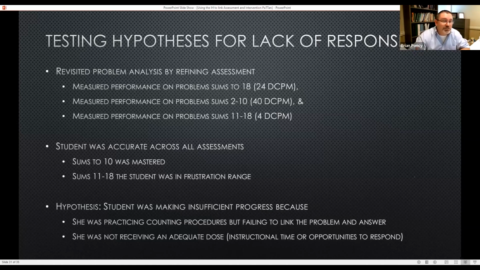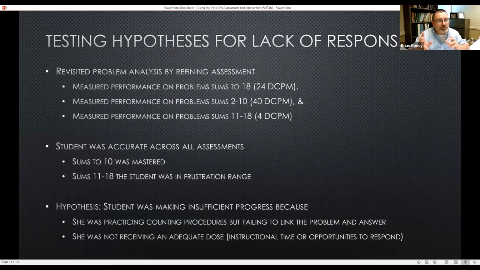And this makes sense because she was counting up. So if it was 3 plus 9, for example, she literally was like 3 and then 4, 5, 6, 7, 8, 9, 10, 11, 12, right? And so my hypothesis was the student was making insufficient progress because she was practicing the counting procedures. And because she was doing that, she wasn't linking the problem and the answer, because it was like, here's the 3, now count on. By the time she wrote the 12 down, she didn't link 3, 9, 12.